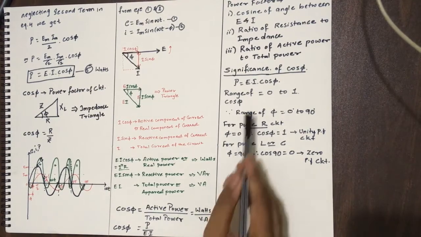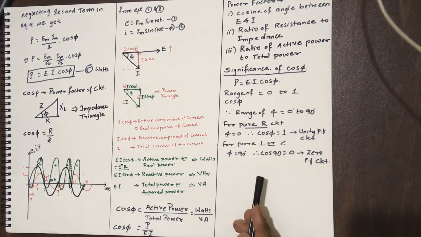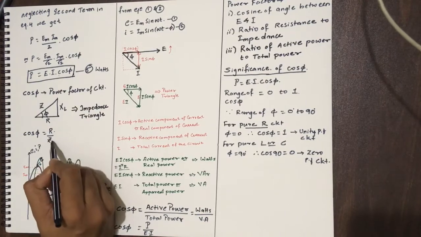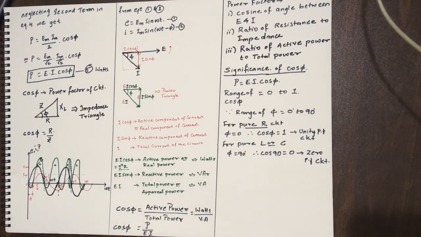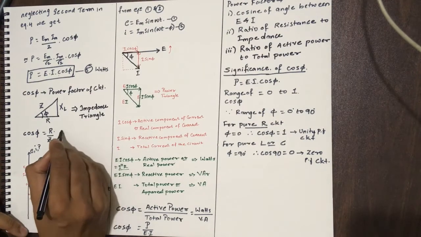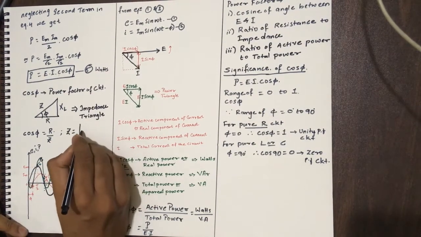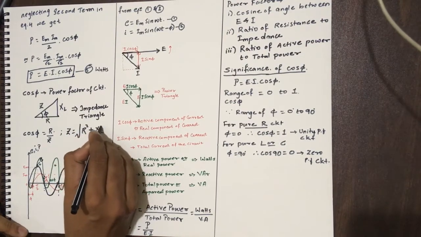Now what is the significance of cos phi? Significance of cos phi lies in the value of cos phi what we choose to be in the circuit. Now value of cos phi is completely depending upon the value of R and value of Z. In turn, value of Z is depending upon, here we can see Z is equal to under root R square plus XL square.